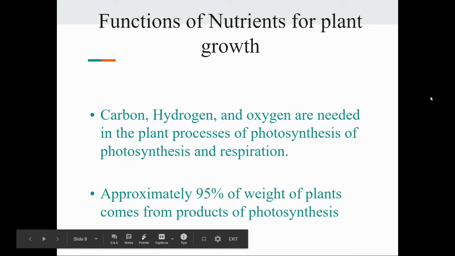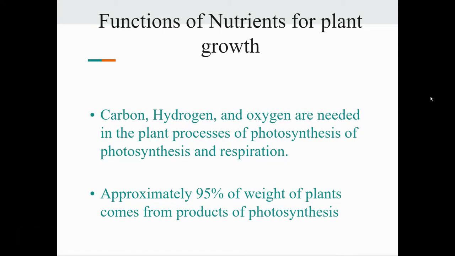All right, so some functions. Carbon, hydrogen, and oxygen are needed in the plant processes called photosynthesis and cellular respiration. And by this point in your high school career, you have talked about photosynthesis and cellular respiration quite extensively. Approximately 95% of the weight of plants comes from the products of photosynthesis. So if you don't remember what the products of photosynthesis are, I would suggest going back and reviewing that.